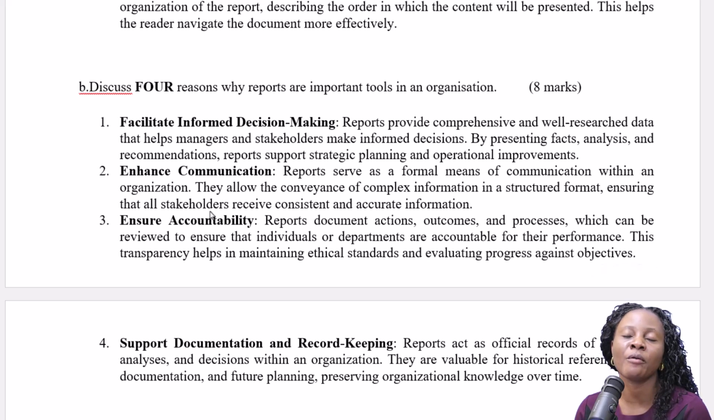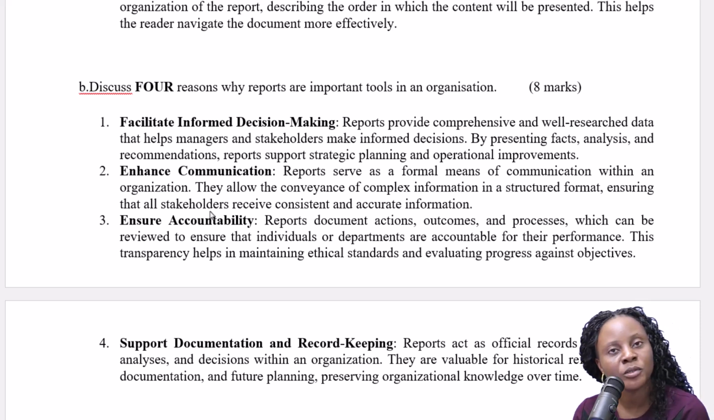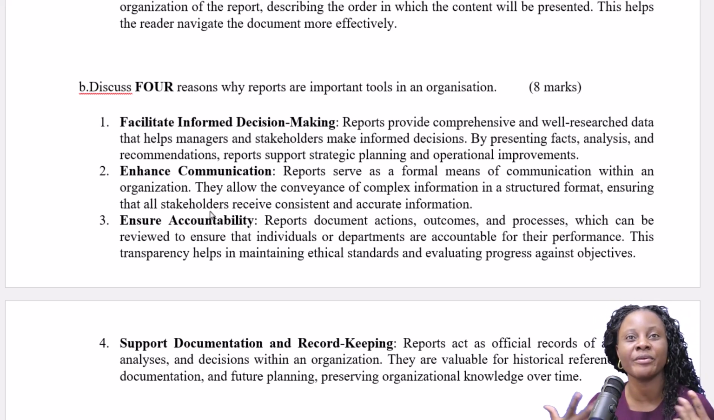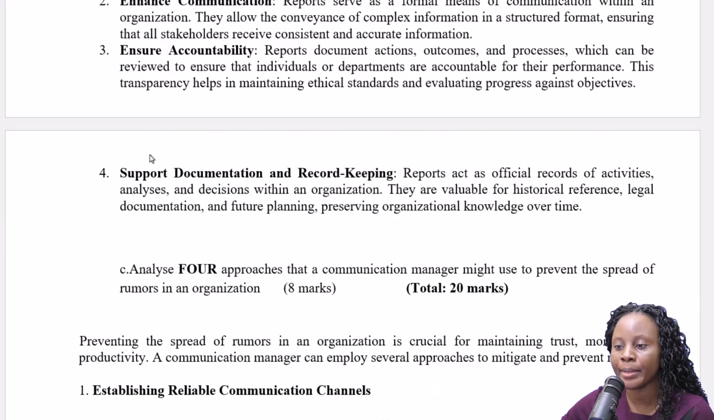It's one way of record keeping. The moment you tell someone to write you a report on something, that report will not be read and thrown away. That report will be read and preserved well for future reference. So it supports documentation as well as record keeping. In case you need to refer to something, you go in that report and get that reference. So that is question 1B.